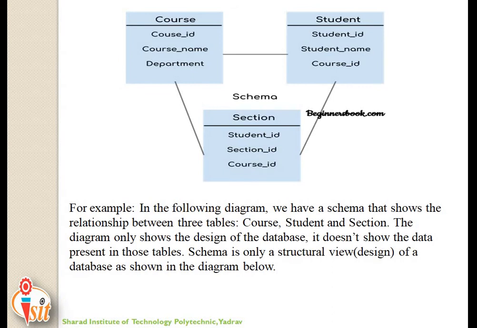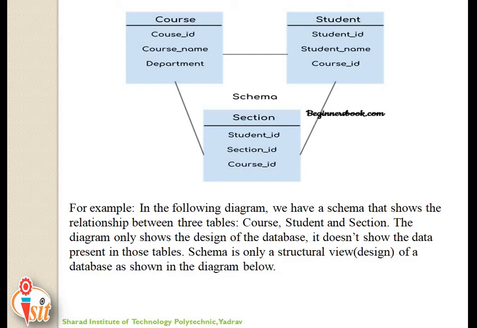Here is another example. In the given diagram we have a schema that shows the relationship between three tables, that is course, student, and section. The diagram only shows the design of the database. It doesn't show the data present in those tables. Schema is only a structural view, that is the design of a database, as shown in the diagram.